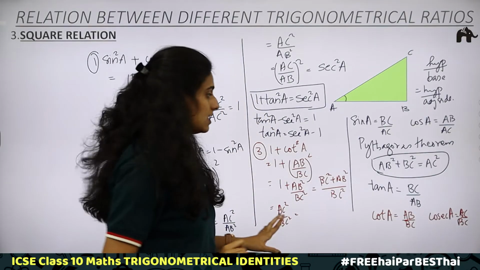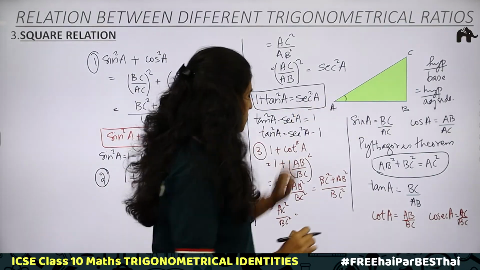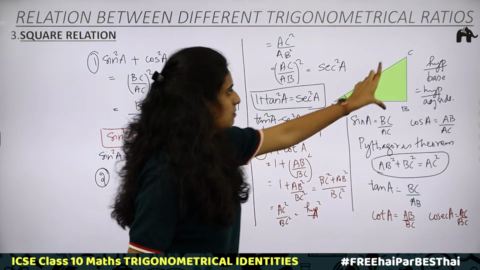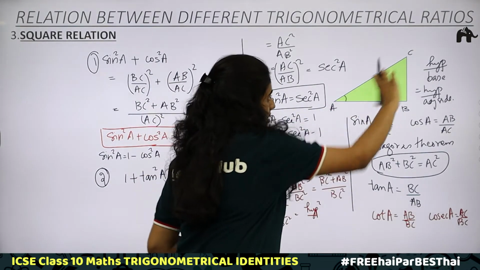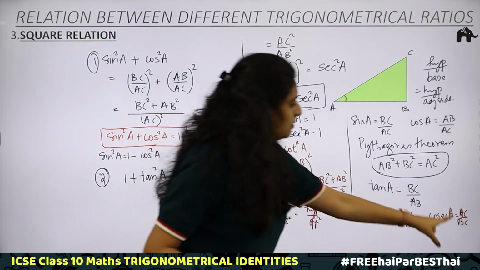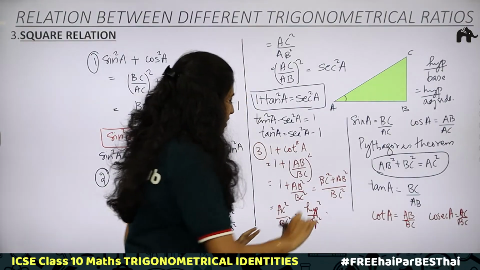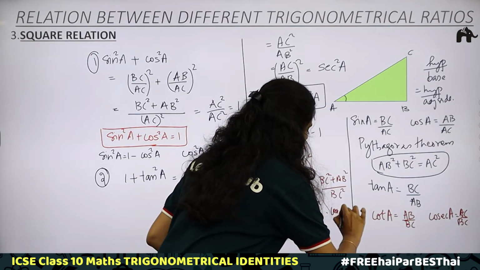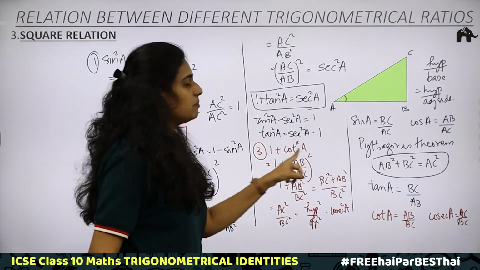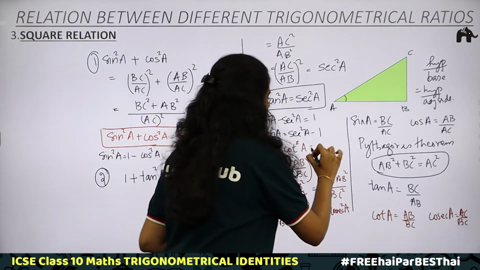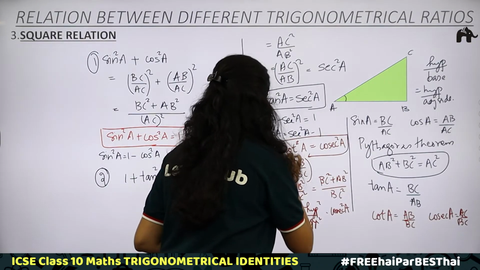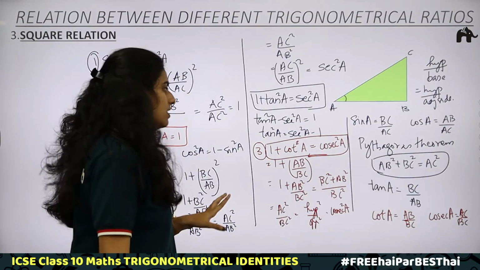Okay, what is AC? AC is the hypotenuse. Hypotenuse square divided by BC. BC is the opposite side. Opposite square. Here we have AC by BC. AC by BC is cosec A. So we get cosec square A. So what is our third relation? 1 plus cot square A is equal to cosec square A. So this is our third identity or the third square relation.